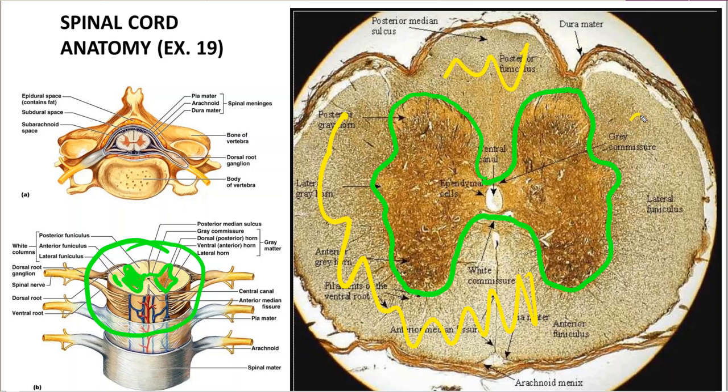White matter. And it's white because of what? Myelin. So axons are going to live more out here, and cell bodies are going to live more in the gray matter. Axons on the outside, cell bodies in the gray matter.